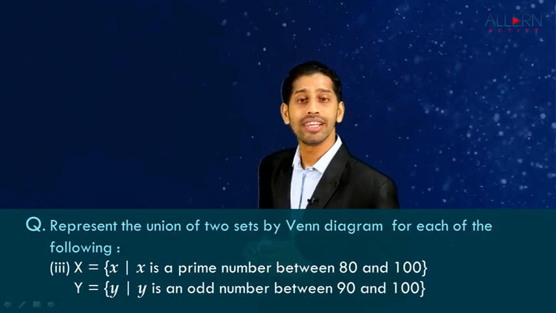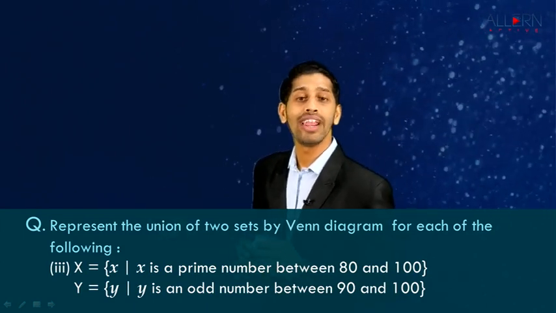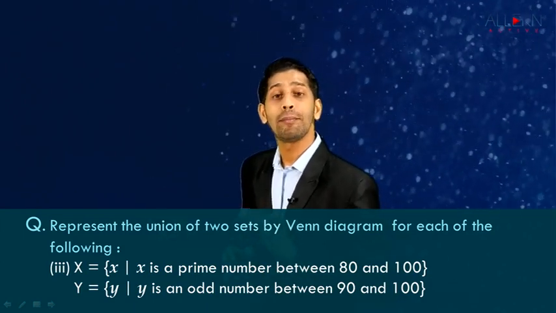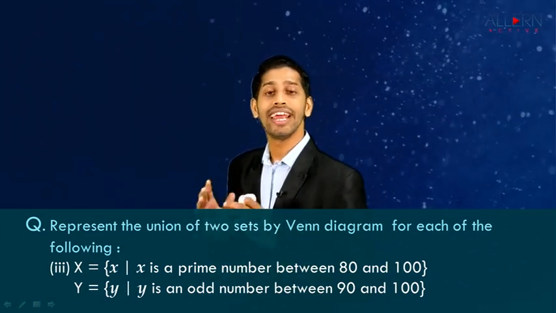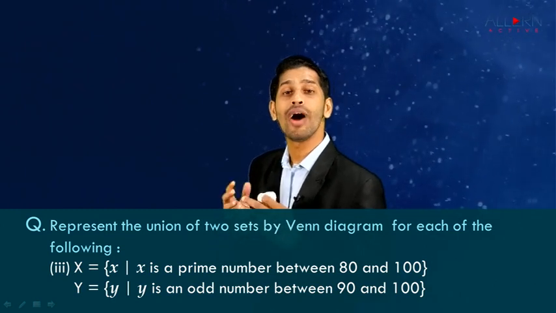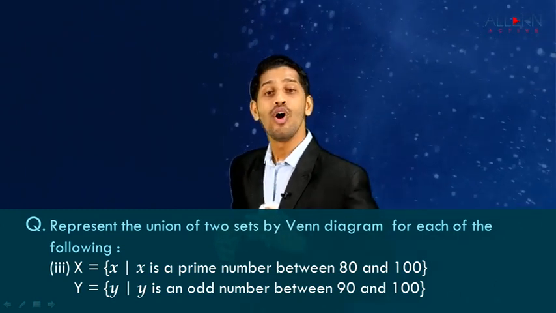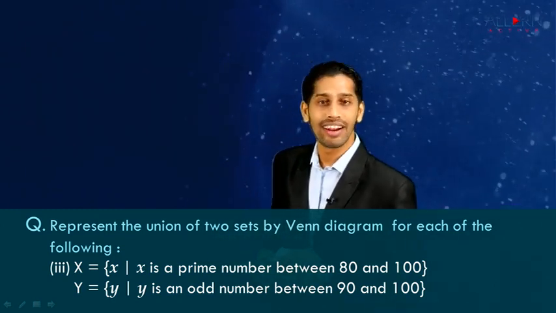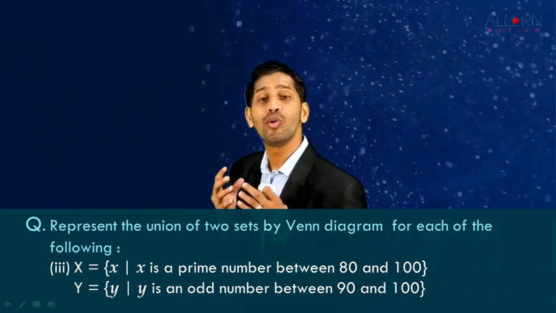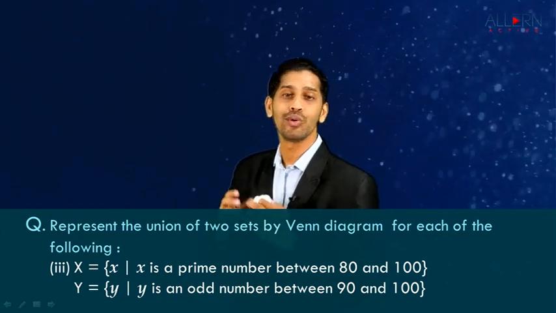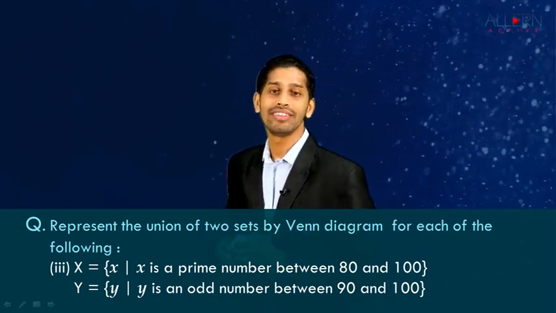Question given to us is X is a set of all x such that x is a prime number between 80 and 100. And next set Y is a set of all y such that y is an odd number between 90 and 100. Now before we start drawing a Venn diagram, we will convert both sets from set builder into roster form. So let's start with set X.